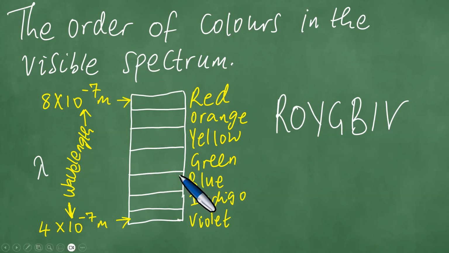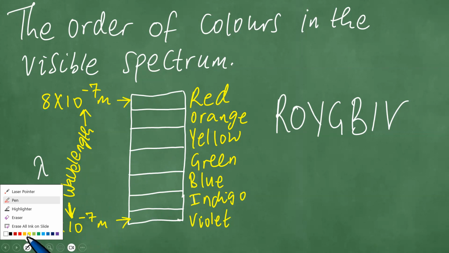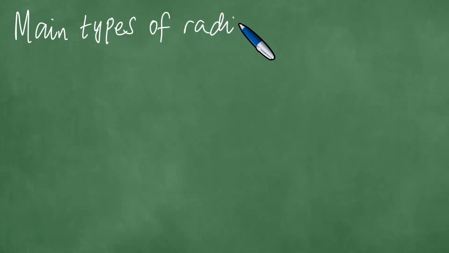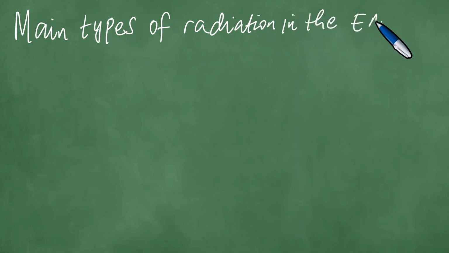But let us now list down all the main types of radiation that you need to learn. The UHF and the VHF and the radio waves and other things. Let's talk about this a little bit more. Right, we're back to discuss in detail the main types of radiation in the EM spectrum.